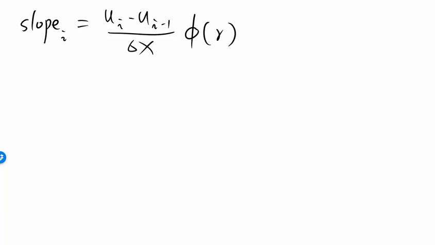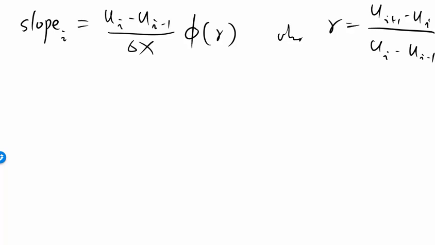So again, the reconstruction, the slope at the cell i can be reconstructed as (u_i - u_{i-1}) divided by delta x times phi of r, where r is the ratio of u_{i+1} minus u_i and u_i minus u_{i-1}. Basically we want to construct the nonlinear function phi. And phi has to be nonlinear because it has to satisfy all these weird constraints.